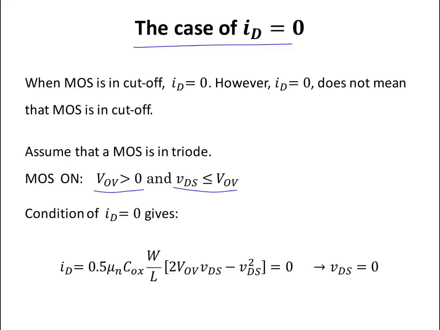I know the equation for the MOSFET operating in the triode region, the ID equation. This is the ID equation, and ID equal to 0 is going to result in VDS equal to 0, because the overdrive voltage is greater than 0 and VDS is less than the overdrive voltage. So this equation results in VDS equal to 0.